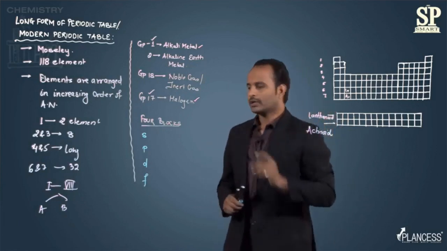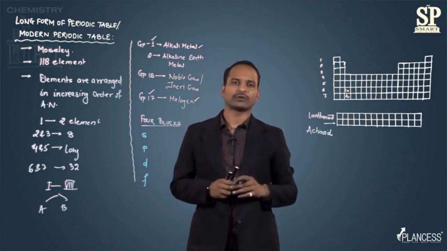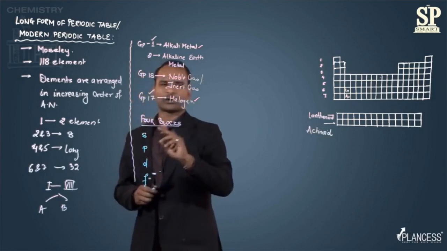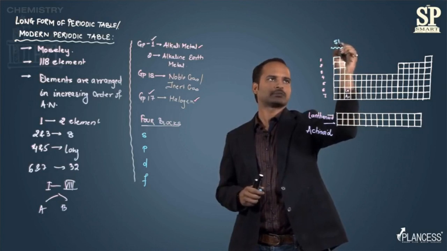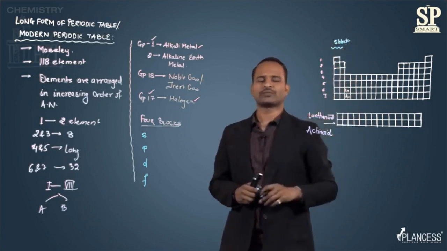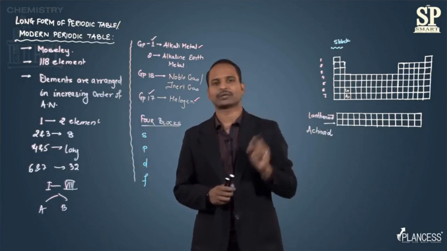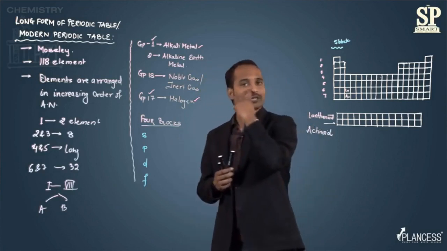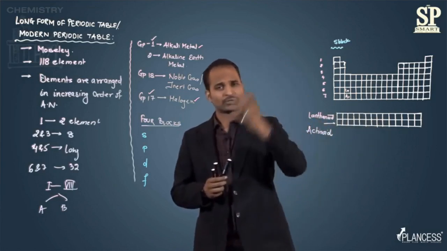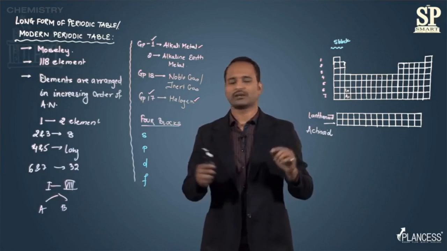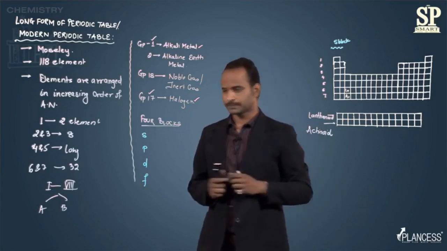Now the classification into 4 blocks has been done on the basis of electronic configuration. The s block is assigned only 2 groups, the first 2 groups. Why only 2 groups? These names are given on the basis of the names of orbitals. When we write an electronic configuration, we mention 1s, 2s, 2p, 3s, 3p, 3d, 4s, 4p, 4d, 4f. The orbitals are named s, p, d, f, and on the basis of those orbital names we have 4 blocks, the s, p, d and f blocks.